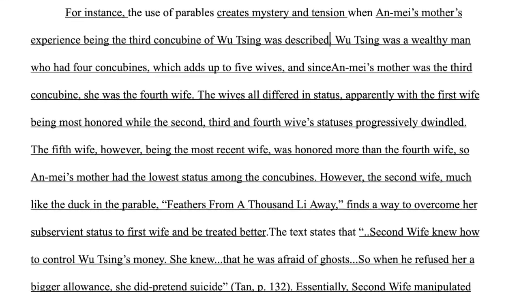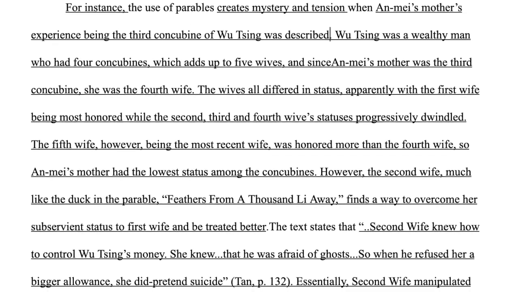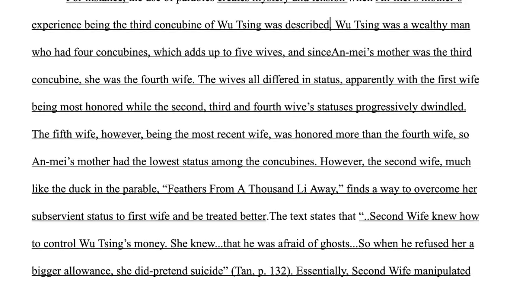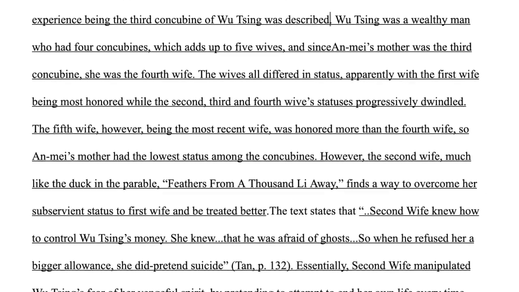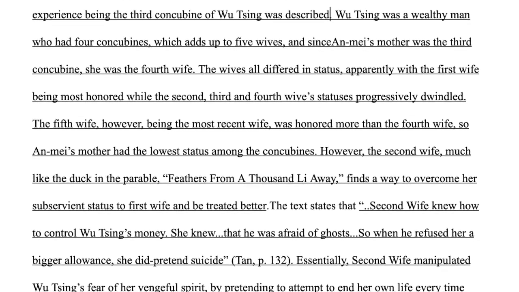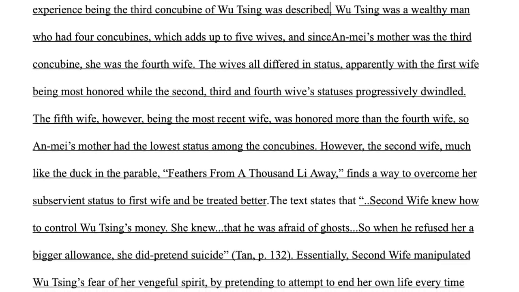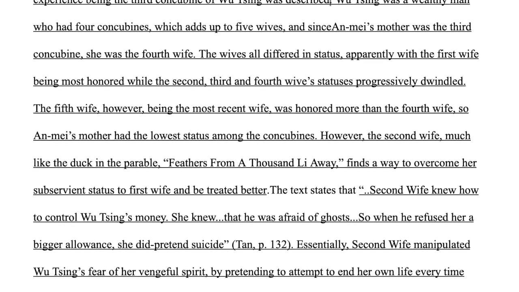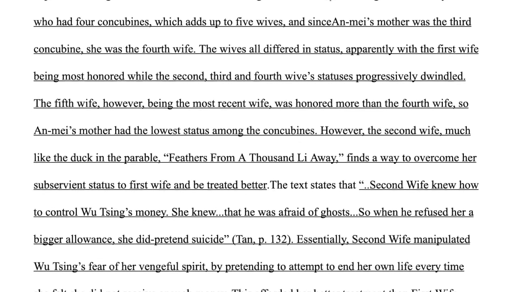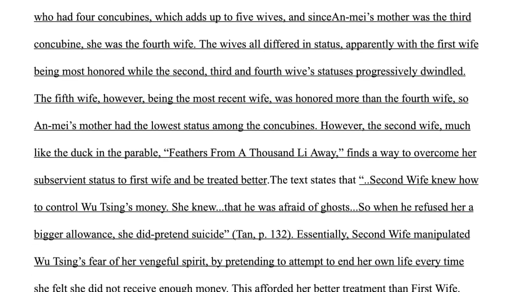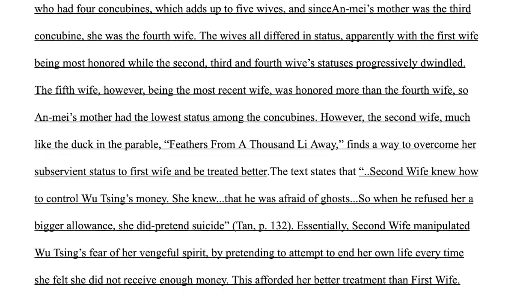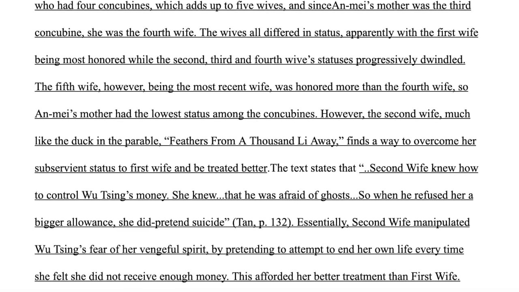I include a specific quote that describes how second wife knew that Wu Xing was superstitious and feared ghosts and pretended to commit suicide when he failed to raise her allowance. I provided an extended definition by elaborating on what is going on in this quote by explaining that second wife knew Wu Xing would be fearful of second wife's ghost should one of her suicide attempts be successful, not knowing that she was faking them, and because of that, he would acquiesce to her every demand.